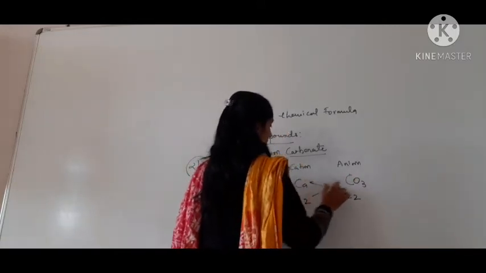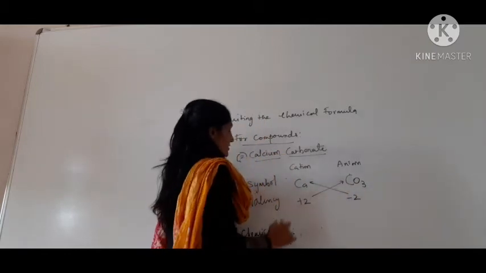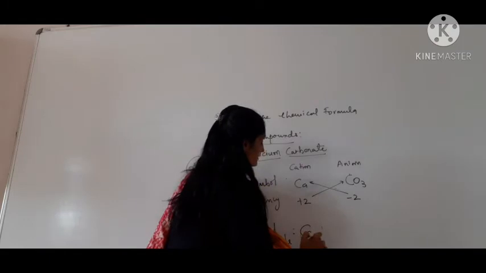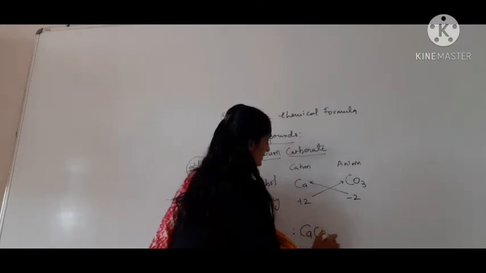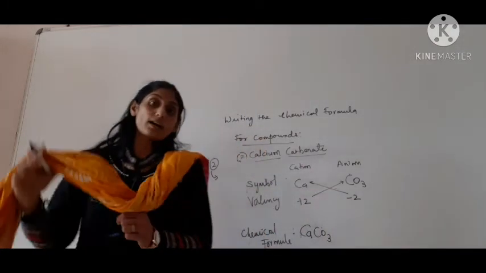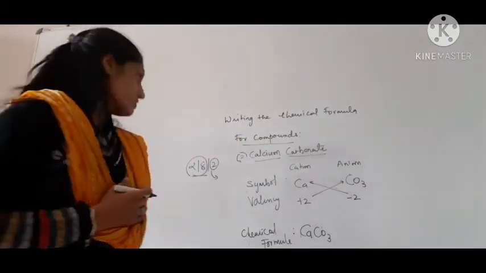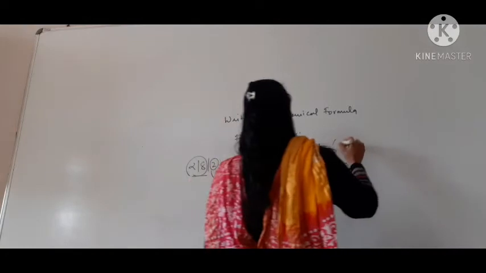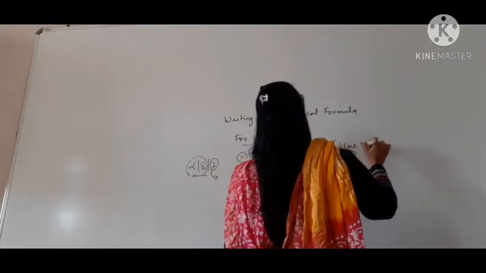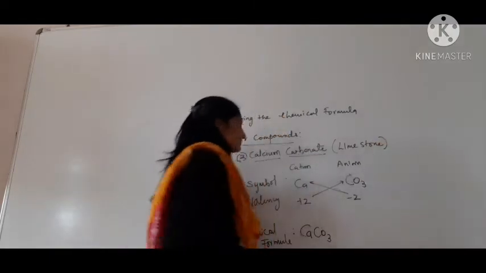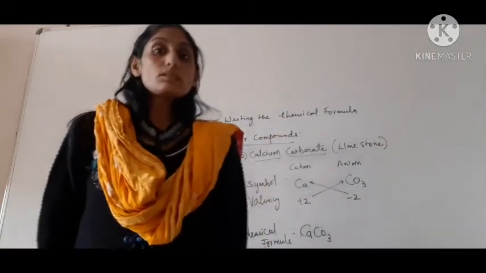When we crisscross the valency, without taking the sign, we write the formula CaCO3. The +2 and -2 charges equalize, so the formula of calcium carbonate is CaCO3. The common name of calcium carbonate is limestone. That is about the third one.